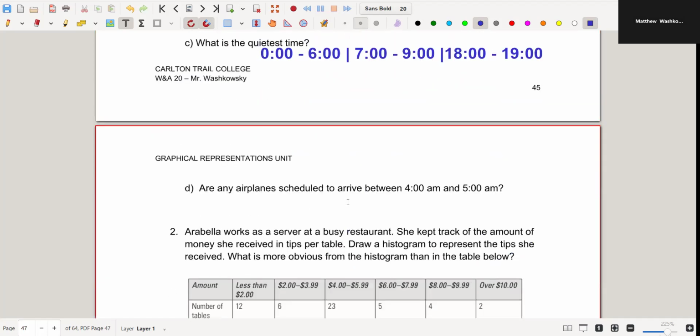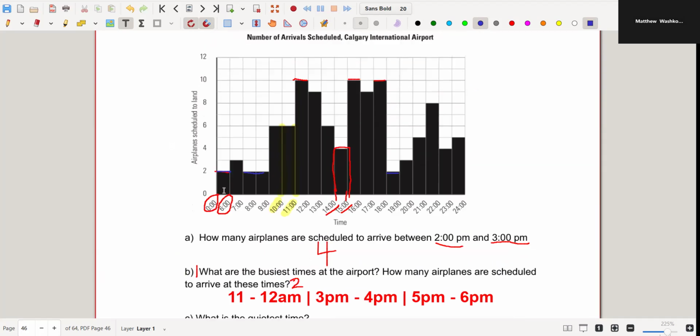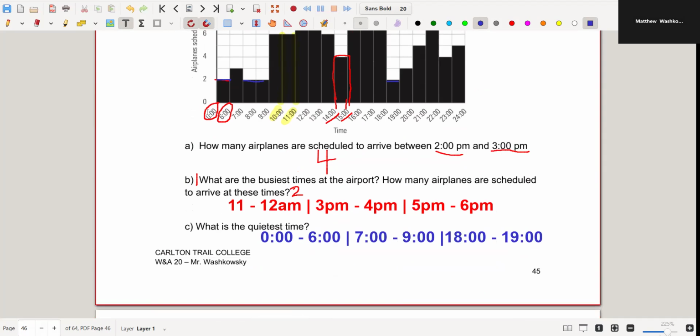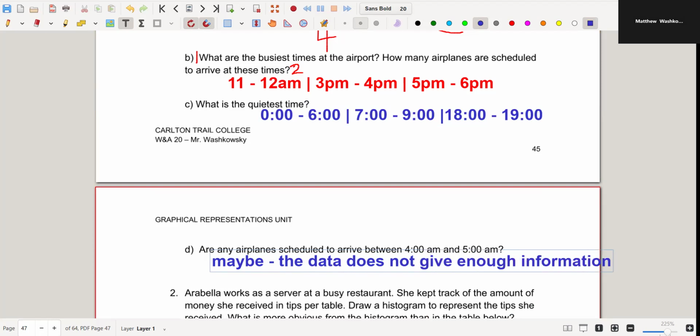Now, are there any airplanes that are scheduled to arrive between 4 and 5 a.m.? Well, 4 and 5 a.m. isn't technically on here per se. So you're really looking at this. That's talking about this section here. So between 0 to 6, there were 2 planes that landed. But we don't know for sure what time they came. They could have come at 12:01 a.m. They could have come at 5:59 a.m. We don't know. So the answer here is maybe. The data does not give enough information.